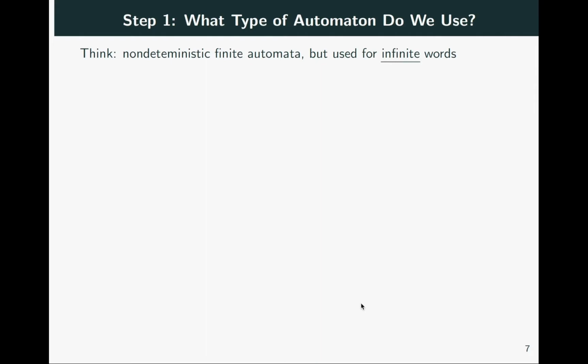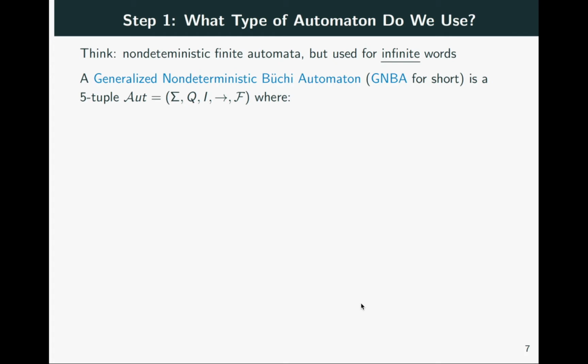Let's discuss in detail the first step in the LTL model checking algorithm. Let's first answer the question of what type of automata to use. This will be a form of non-deterministic finite automata, but operating on infinite rather than finite words. Namely, we will work with generalized non-deterministic Büchi automata, GNBAs for short.